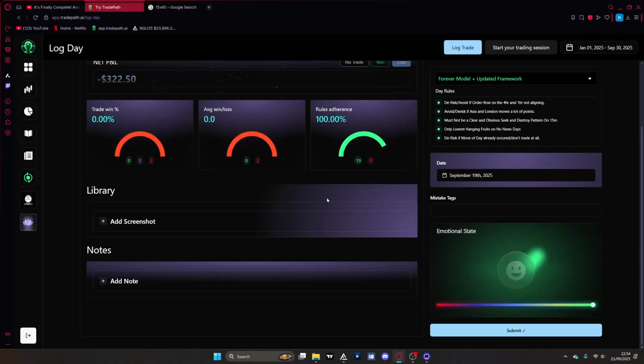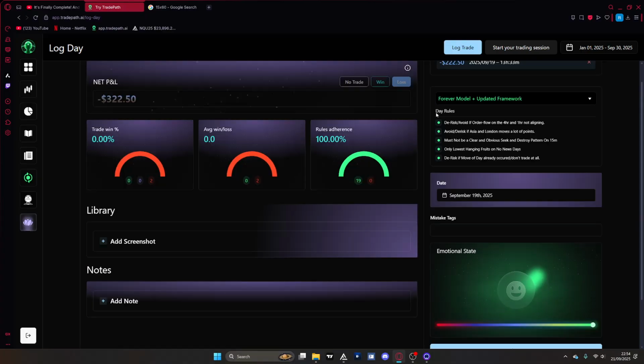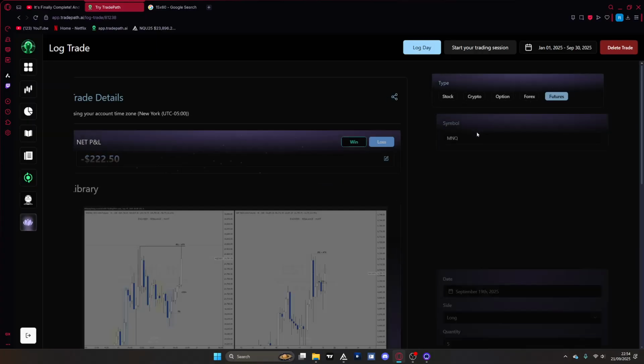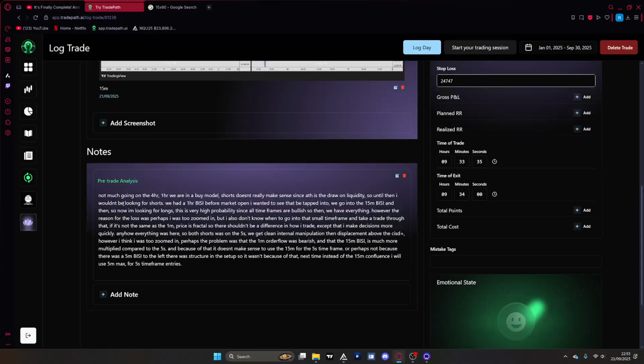So not much going into the 4 hour. On the 1 hour we're in a buy model. Shorts don't really make sense. We go into the 15-minute BISI, and so now I'm looking for longs. There's a very high probability since all time frames are bullish. We have everything. However, the reason for the loss was perhaps I was too zoomed in.